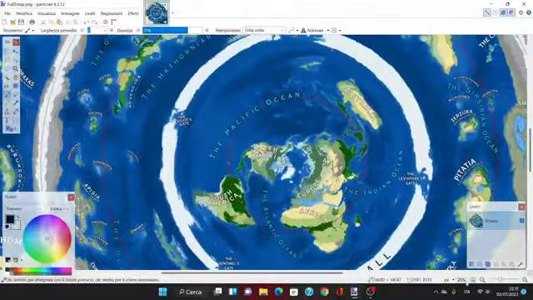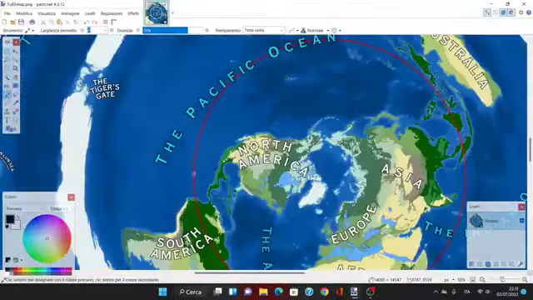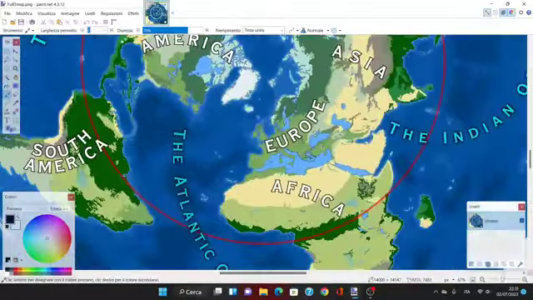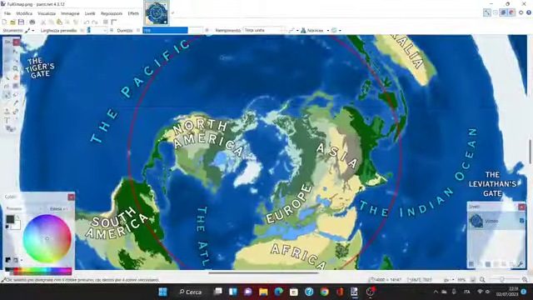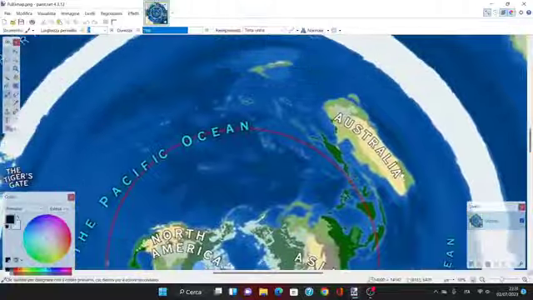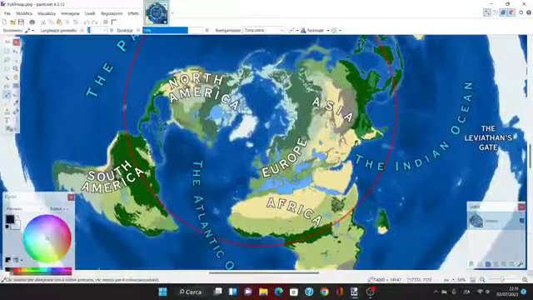So first of all, let's start with the things we all know about. Earth, alright? The earthly plane inside of the ice walls. Here is Europe, Africa, South America, North America, Asia, Australia, and so on and so forth. These are the continents we already know of.